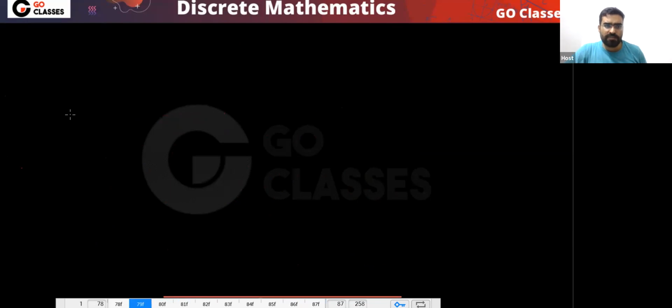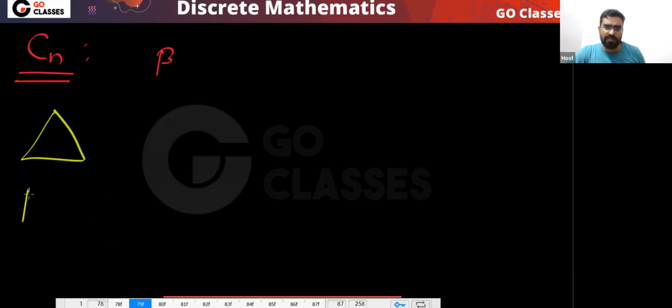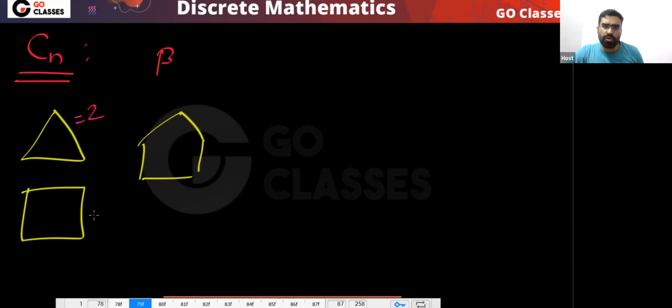So tell me, for these graphs, first question: for the cycle graph Cn, what is beta and what is beta dash? What do you think? This is your cycle graph. For this one, how many vertices do you need if you want to cover all the edges? You need 2 vertices. Here also you need 2 vertices. These 2 vertices can cover all the edges.